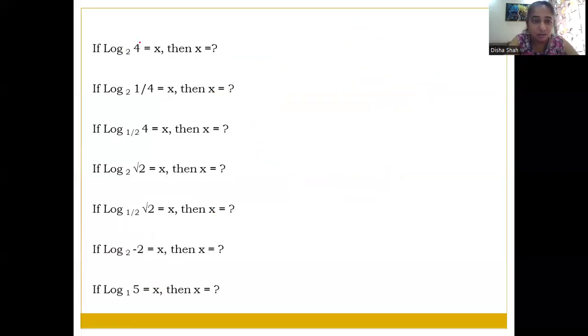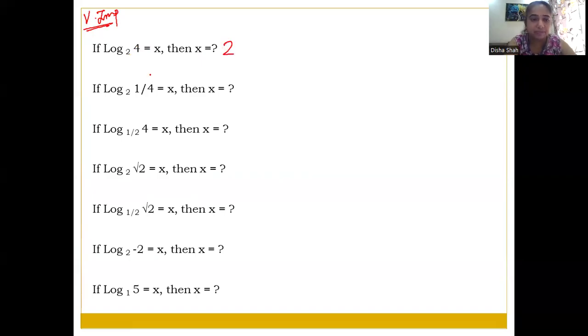Next. Now, this is a very, very important slide. Okay. From here a lot of your concepts are going to become clear. Now, first is, if log of 4 to the base 2 is equal to x, then what is the value of x? So we know that 2 squared gives you 4. So x is equal to 2.